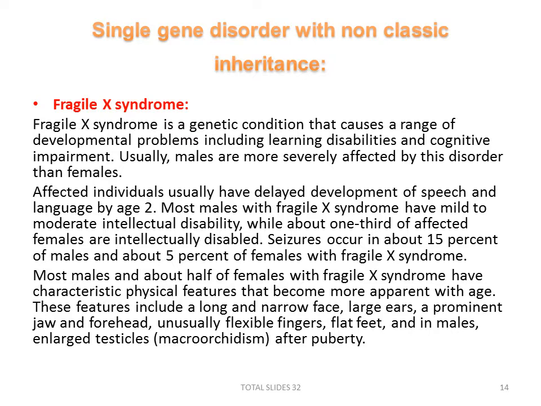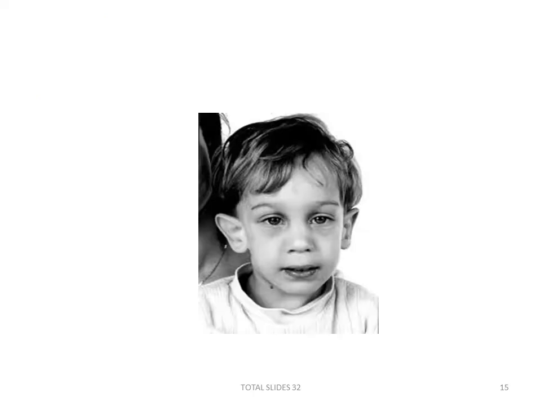So fragile X syndrome is a disease related to the X chromosome. We took, according to Mendel's law, that diseases related to the X chromosome only show symptoms in males. Females are carriers. The abnormality here is that the female is also a carrier, but the symptoms are mild. This is a typical picture of a patient with fragile X syndrome.